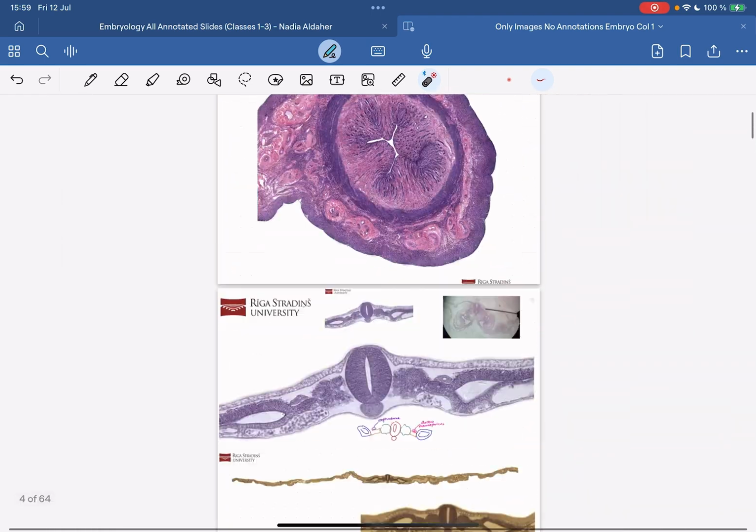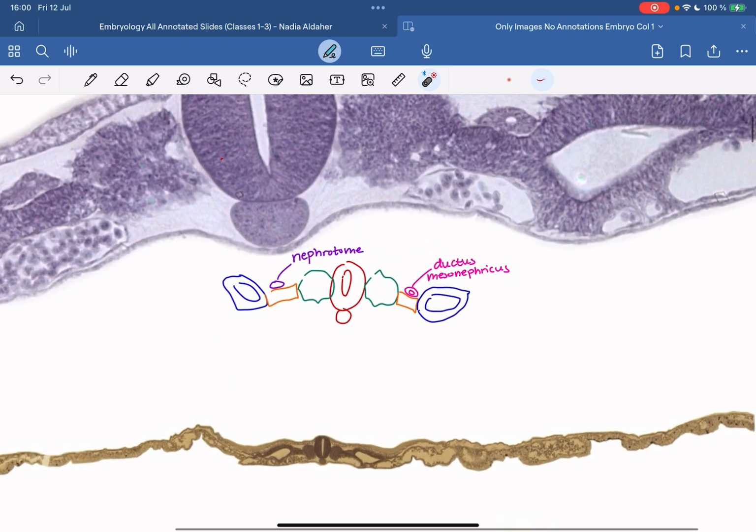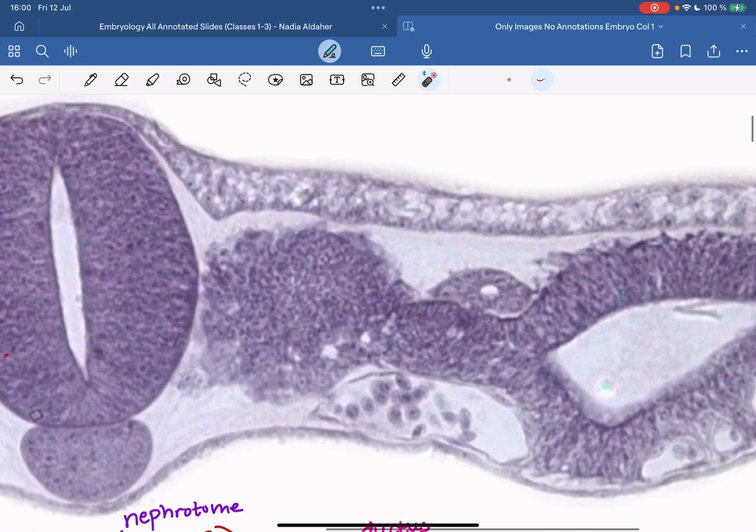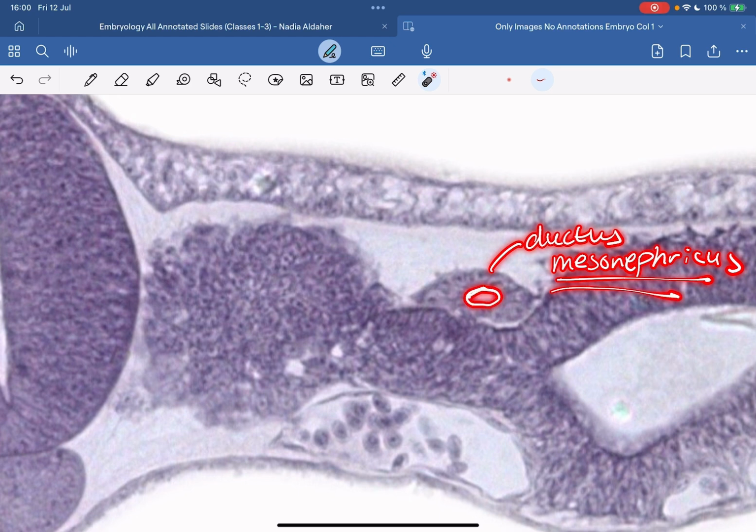Now we get into the most difficult structure in this slide, and that is the difference between the nephrotome and the ductus mesonephricus. Now remember when I talked about the intermediate mesoderm, and we talked about this little slug-like creature that we didn't want to mention yet. But this that sits on top of the intermediate mesoderm is called the ductus mesonephricus, but only if it has an opening in the middle.